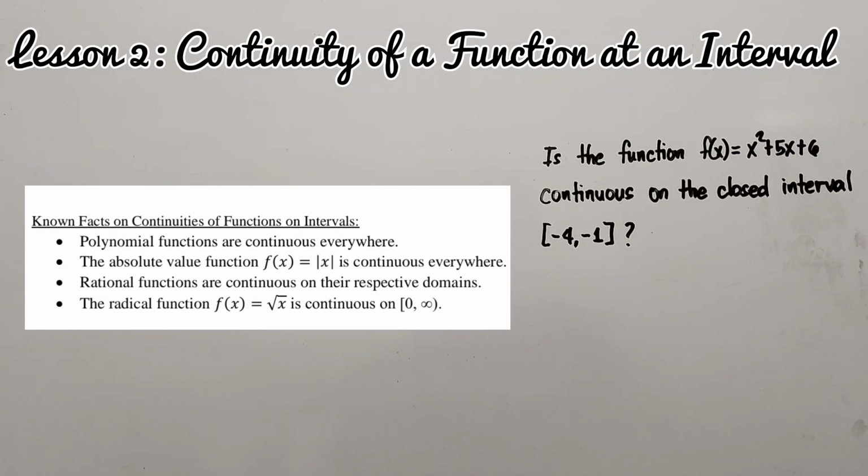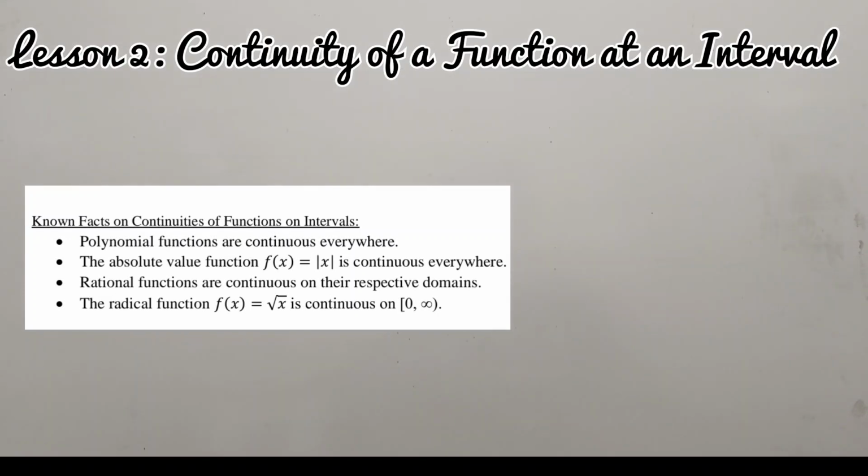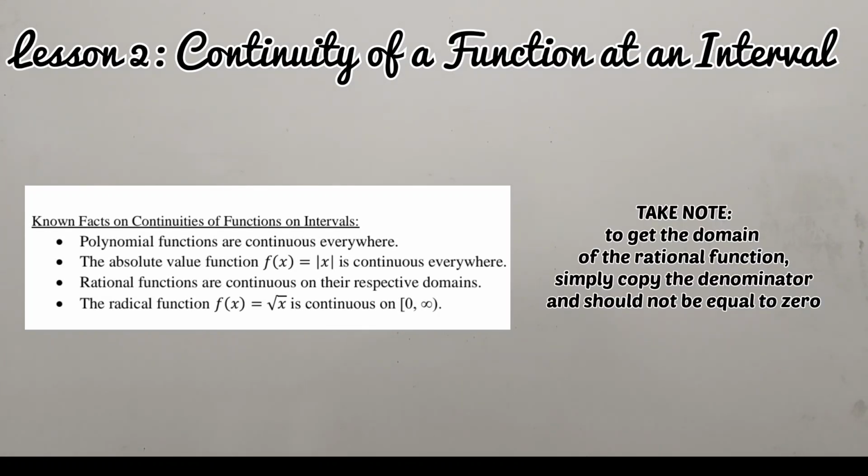Is the function f of x continuous on the interval [-4, -1]? By this known fact that polynomials are continuous everywhere, and since f of x is a trinomial, then it should be continuous on that interval. We will show later the process to prove that this function is really continuous on this interval. The absolute value function f of x equals absolute value of x is continuous everywhere, just like the polynomial functions. Rational functions are continuous on their respective domain.